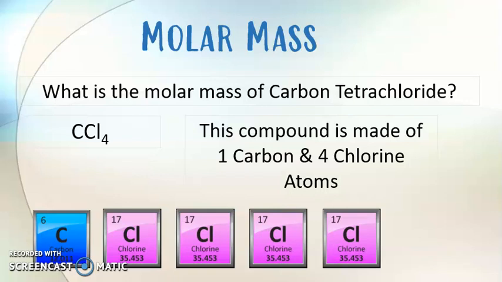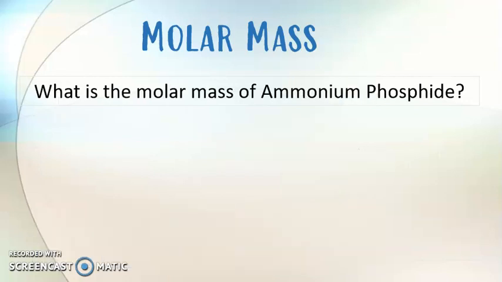Now, what do I do with all of this information? Well, just add it up. So simply add up the average atomic masses of each one of these elements, and that will get you to your average atomic mass. In this case, it's 153.823 grams. So again, you could make the statement that 1 mole of carbon tetrachloride will have the mass of 153.823 grams.